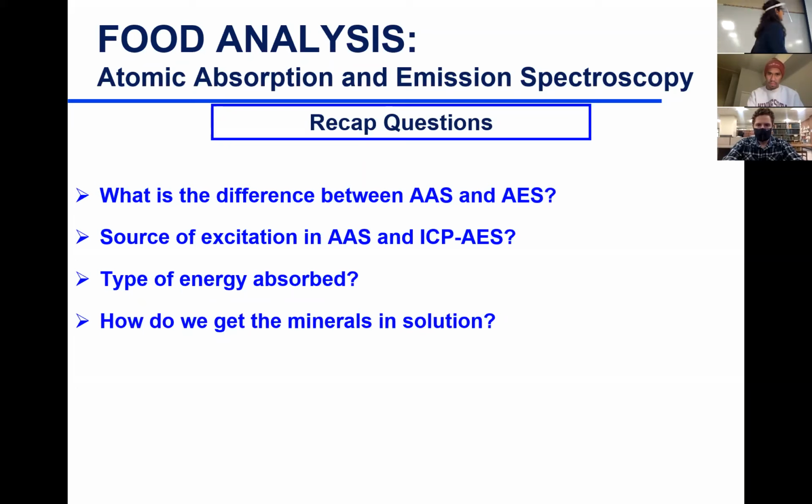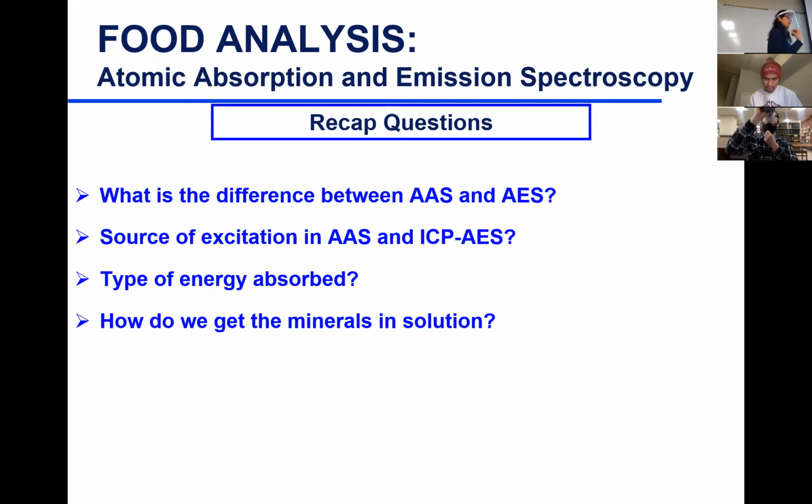So in atomic absorption or atomic emission, what's the type of energy that is absorbed? Remember, we have different types of energy. We talked about in the introduction to spectroscopy: we have electronic energy, we have vibrational energy, we have rotational energy. What type of energy is absorbed here? Electronic, vibrational, or rotational? Electronic, yes. So here we have atoms. We don't have vibration of bonds. There's no stretching or bending of bonds. And you don't have a molecule that is rotating around its gravimetric center.